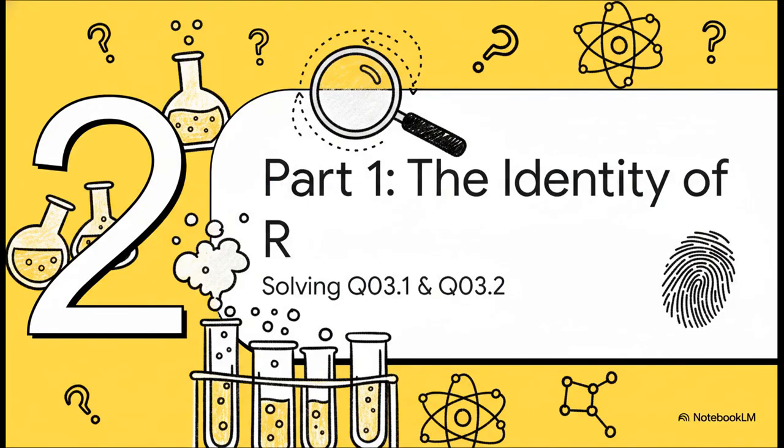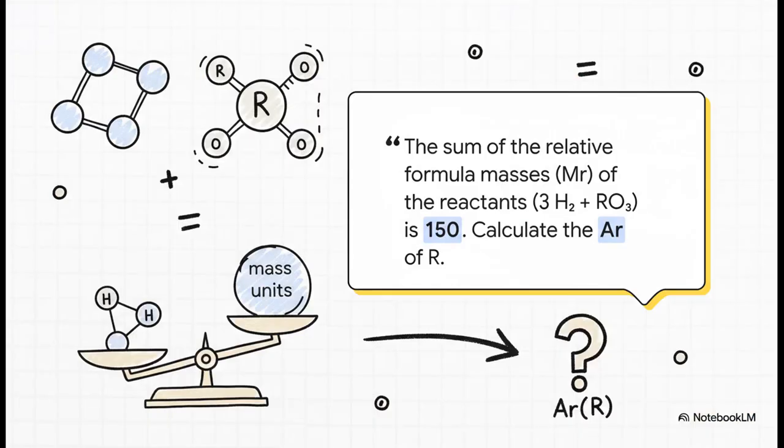Okay, let's dive right into the first part of the question. Our mission, should we choose to accept it, is to basically play detective. We need to uncover the identity of a mystery element that they've just called R. Here it is, the first problem, exactly as it appears on the paper. So they tell us the total mass of all the starting chemicals, the reactants, is 150.